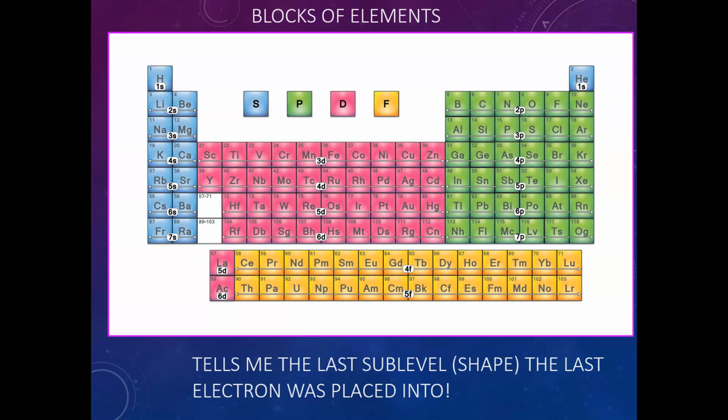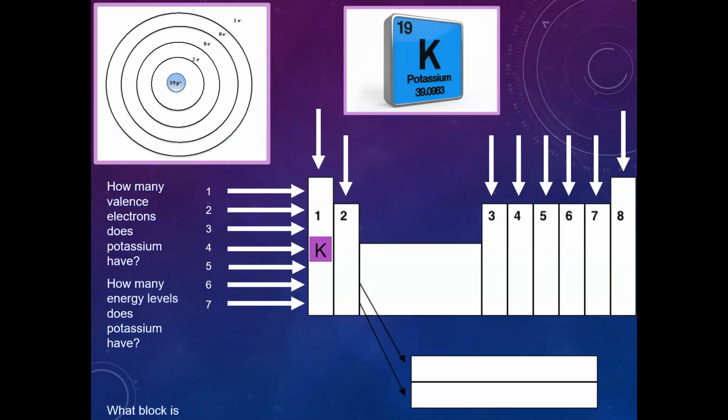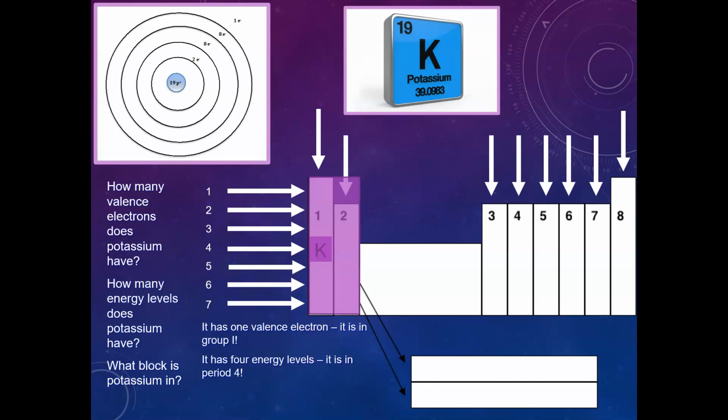So knowing where we are at in the periodic table tells me the last sublevel, the last shape that we put the last electron into. So if I go back and I look at potassium, we have 1 valence electron, we have 4 energy levels, and because it is in this first block, that 1 electron is in the s orbital. So our last electron is 4s1. So we are going to get more into bonding and how this all works.